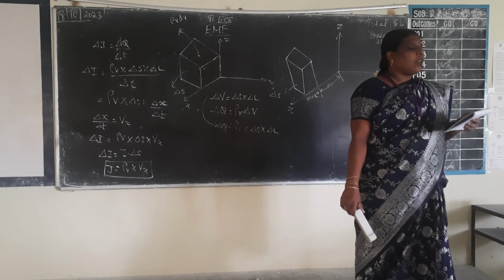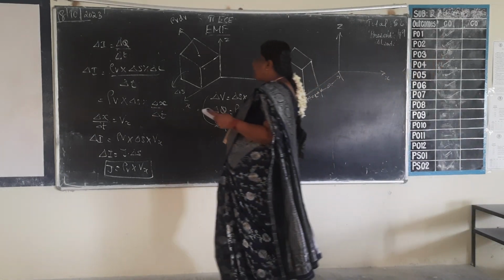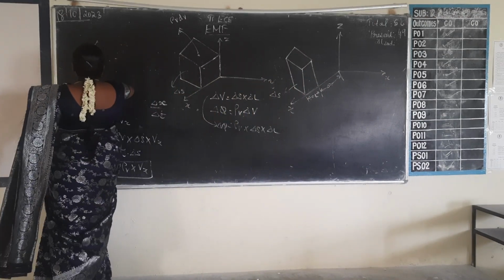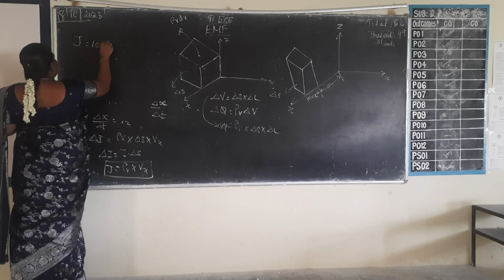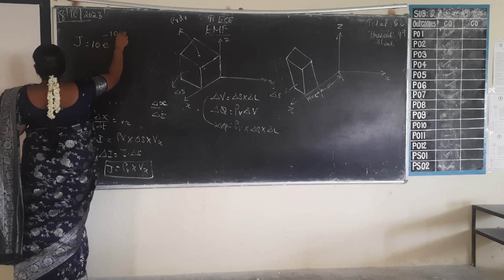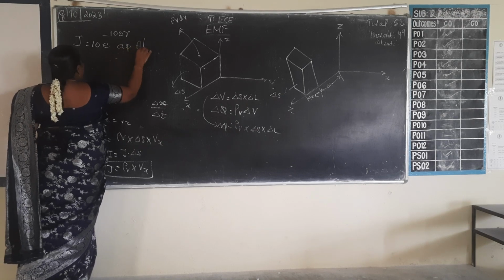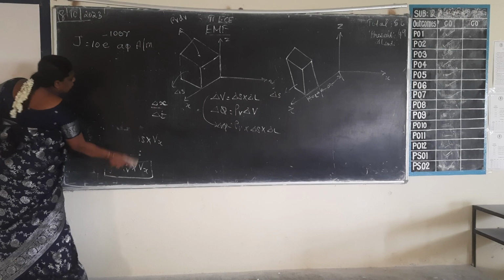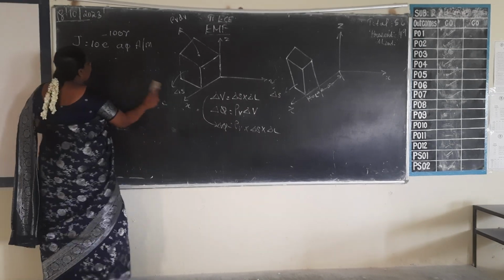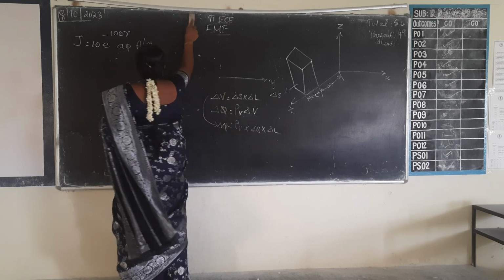Write it down now. In cylindrical coordinates, J is equal to 10 e power minus 100 r a phi ampere per meter.